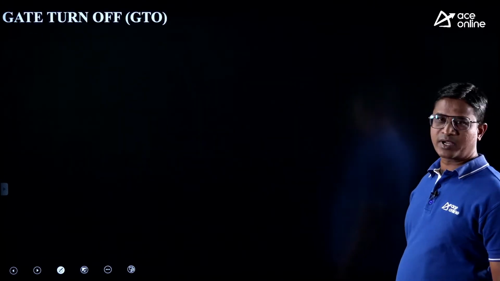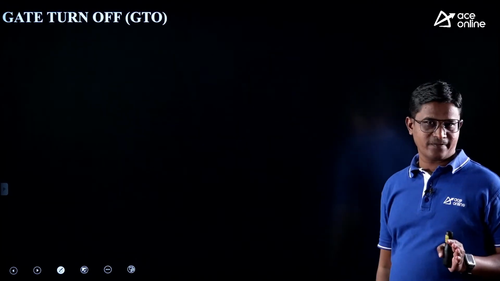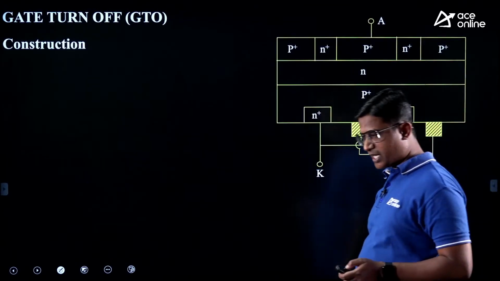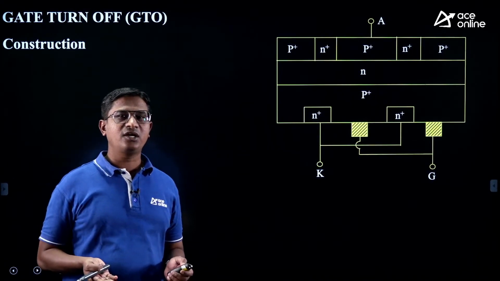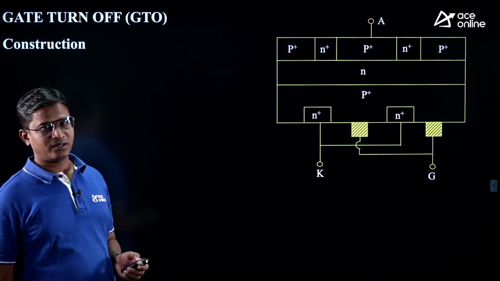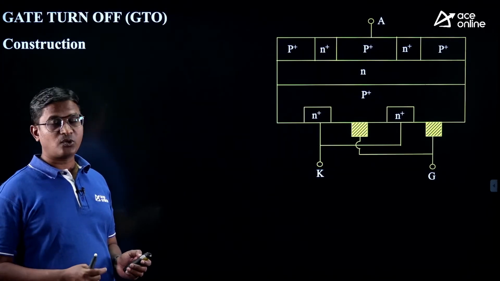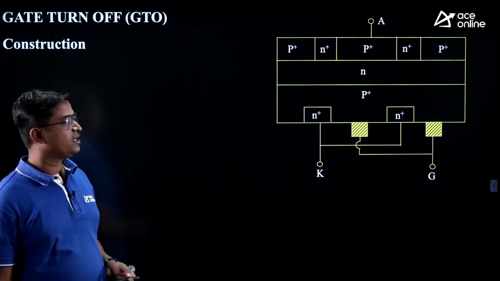Next, GTO, gate turn off. GTO construction is similar to that of your SCR, but it is a fully controlled device. We can turn on the GTO by circulating a positive gate current, and we can turn it off by circulating a negative gate current. But generally, the required value of the negative gate current to turn off the GTO is high. That's why GTOs are not popularly used.